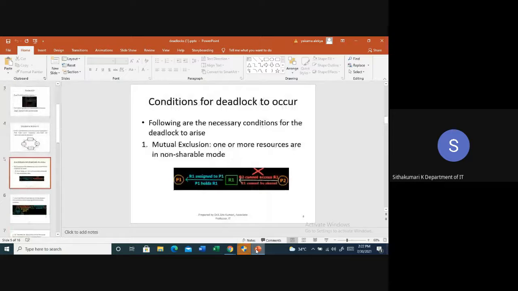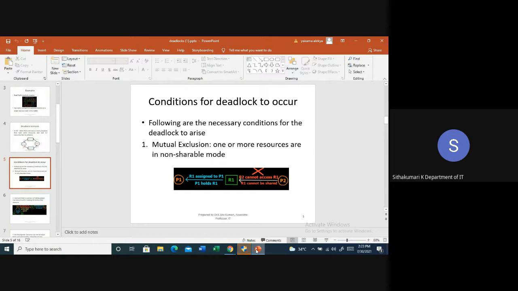And for a deadlock to take place, there are four necessary conditions. If any one of the conditions fails, we can say that there is no deadlock. So these are all the necessary conditions. So the first condition is mutual exclusion. Mutual exclusion means one or more resources should be in the non-shareable mode. So for example, printer, it cannot be shared. If all the resources are shareable resources, then there is no point of deadlock at all.